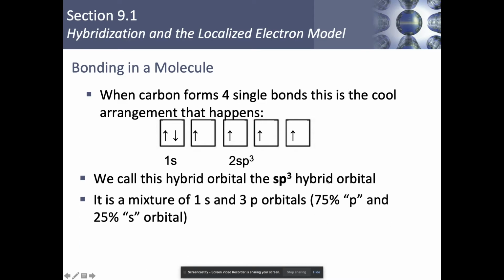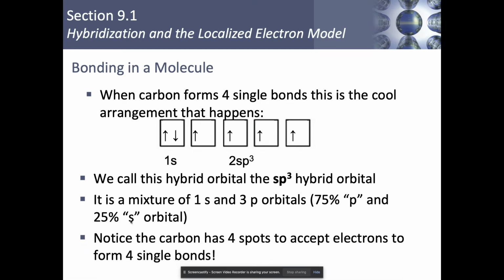Notice that it's kind of giving you a clue that when you say sp3, you have one s. And when I say one s, I don't mean the core electron. I'm saying there is a single s orbital. And you have 3p orbitals. Again, I'm not saying that we're in the 3p level. I'm saying that we have triple the amount of p orbitals. So in reality, the sp3 hybrid orbital is about 75% p orbital and about 25% s orbital.